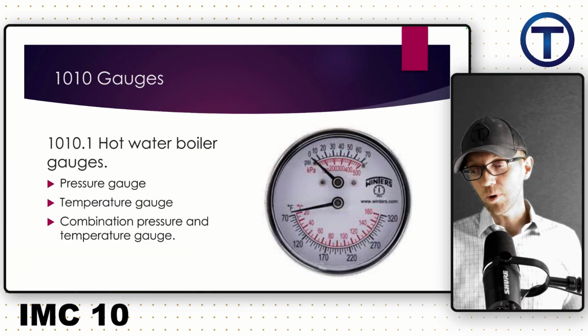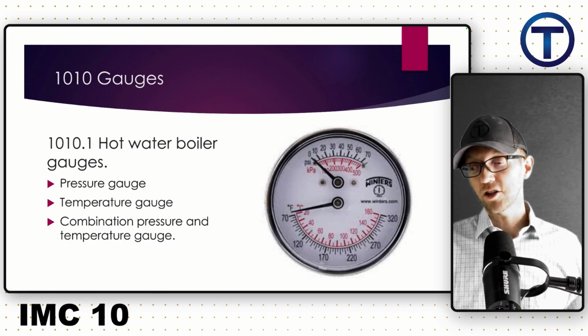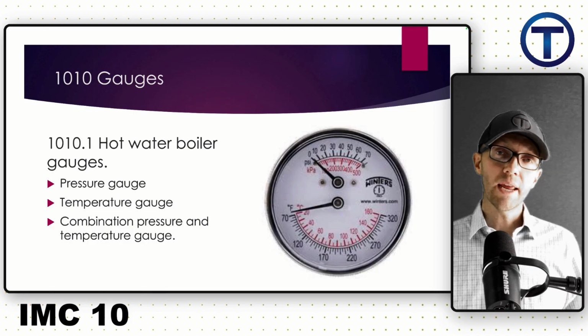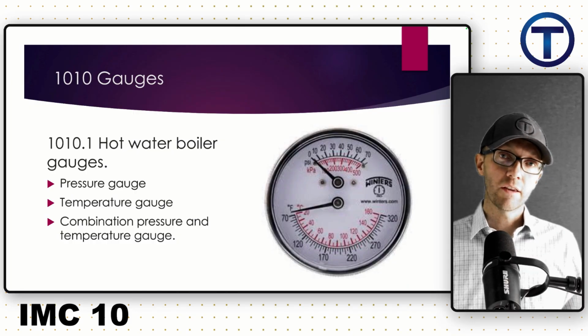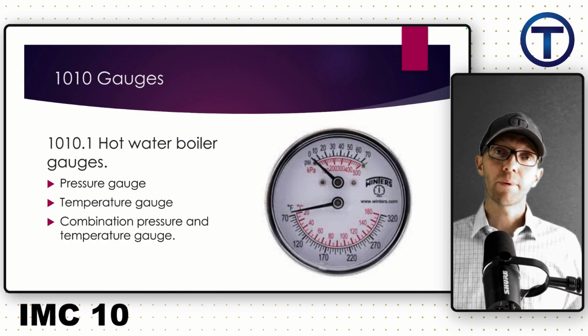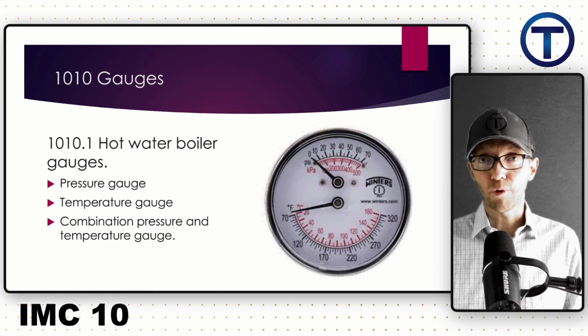So 1010.1 states that every hot water boiler shall have a pressure gauge and a temperature gauge, or you can have a combination pressure and temperature gauge like we see here. You can look at the single face and get all the information at once. Either way, it's important to get both of those readings.